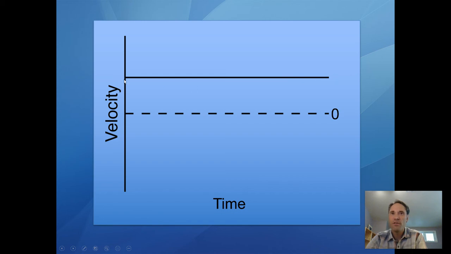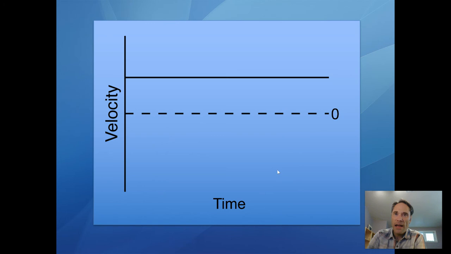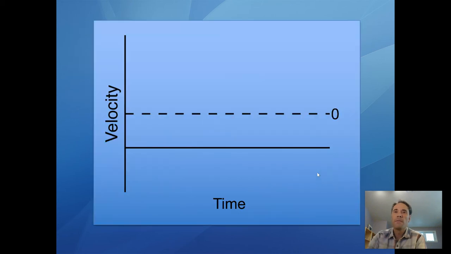You're still traveling forward at a constant, unchanging speed. What would this be then? The train is moving backwards at a constant, unchanging speed. How would this graph, where it's moving forward at constant, unchanging speed, be different if you were moving backwards? Recognizing that velocity involves positives and negatives, backwards would be a graph that looks like this. This is now moving backwards at a constant, unchanging speed.